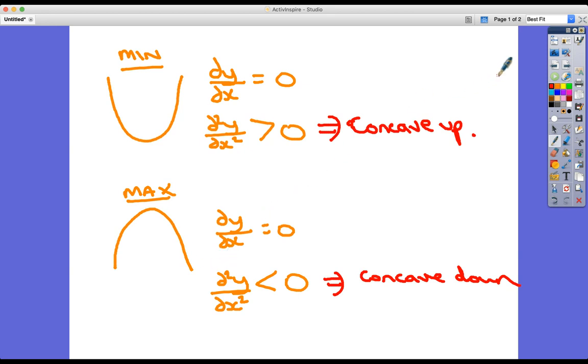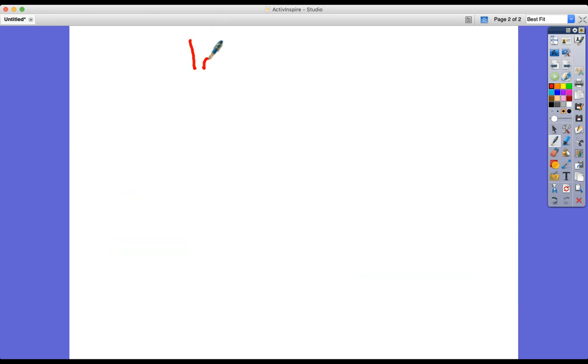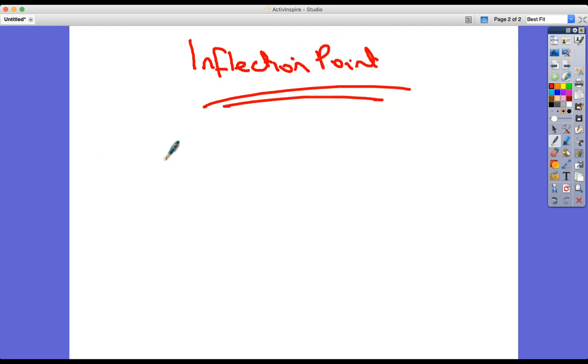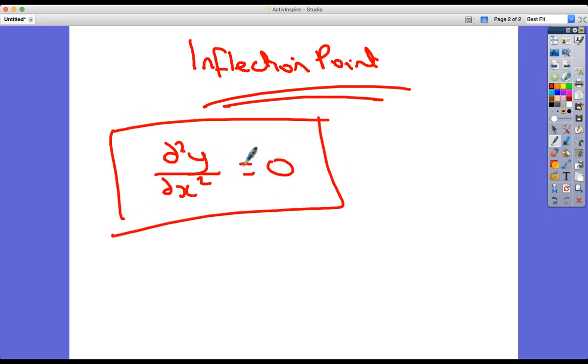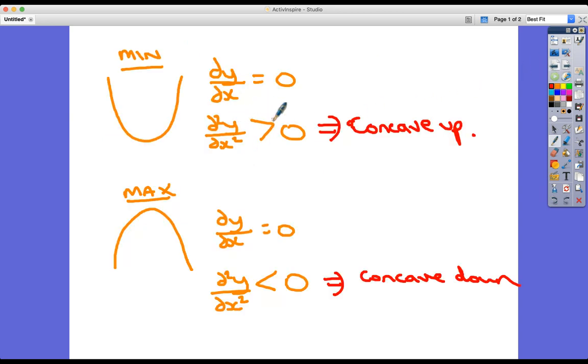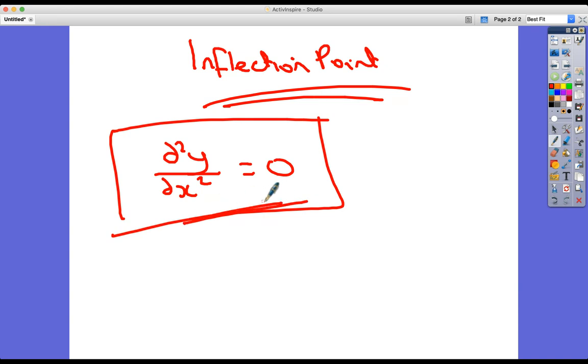Now, this is really useful because it helps us to identify the third type of stationary point, which is the point of inflection, which is what we're going to look at today. So, inflection point, or point of inflection. And at a point of inflection, the second derivative is actually equal to 0. We've had the other two options. We've had the positive, we've had the negative. We haven't actually had the equal to 0. This is what it is, okay?